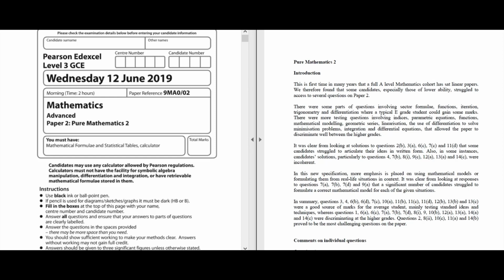There were some parts of questions involving sector formulae, functions, iterations, trigonometry and differentiation where a typical E grade student could gain some marks. There were more testing questions involving indices, parametric equations, functions, mathematical modelling, geometric series, linearization, the use of differentiation to solve minimization problems, integration and differential equation that allow the paper to discriminate well between higher grades. And then you can see about the different questions which people were struggling on below here.